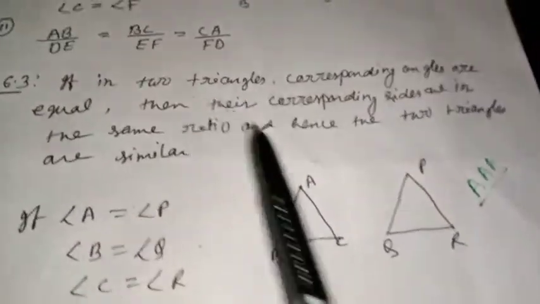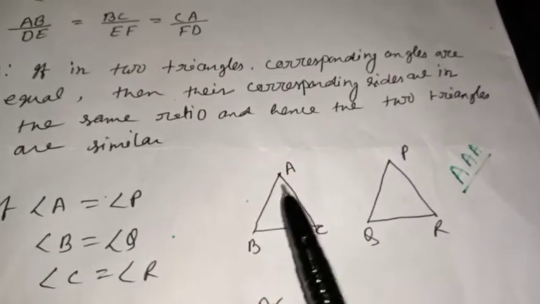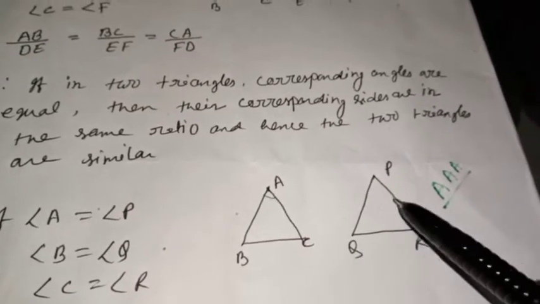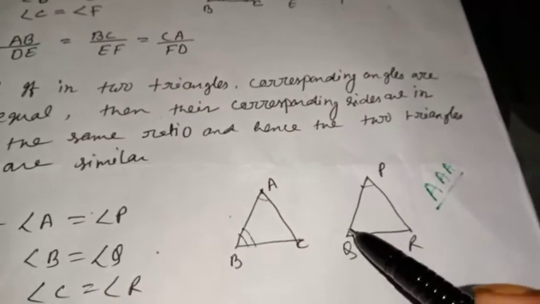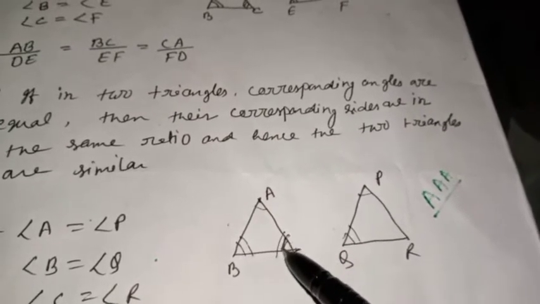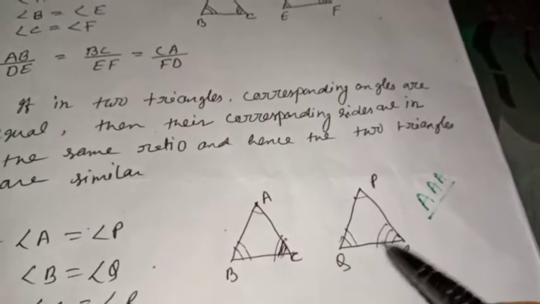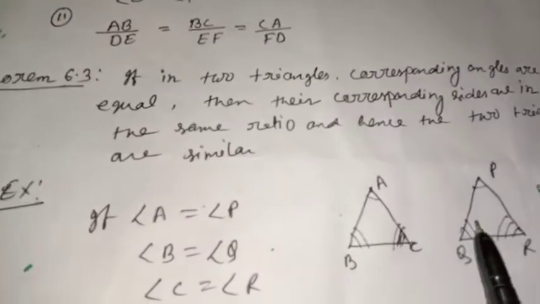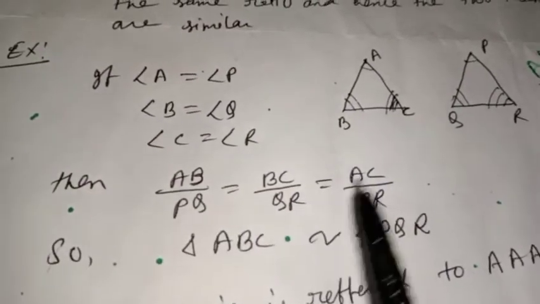So this means, suppose you are having two triangles ABC and PQR. If you get their corresponding angles are equal, suppose you are having angle A is equal to angle P, then angle B is equal to angle Q, and angle C is equal to angle R. Suppose you are having these corresponding angles are equal, then according to theorem 6.2, if their corresponding angles are equal, then you can say that their corresponding sides are in proportion. AB by PQ, BC by QR, AC by PR.